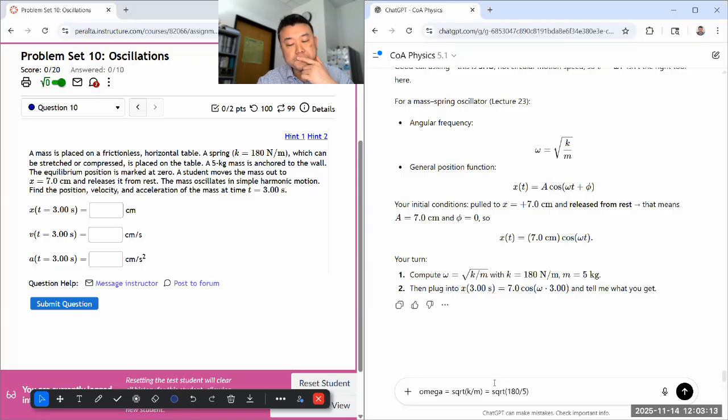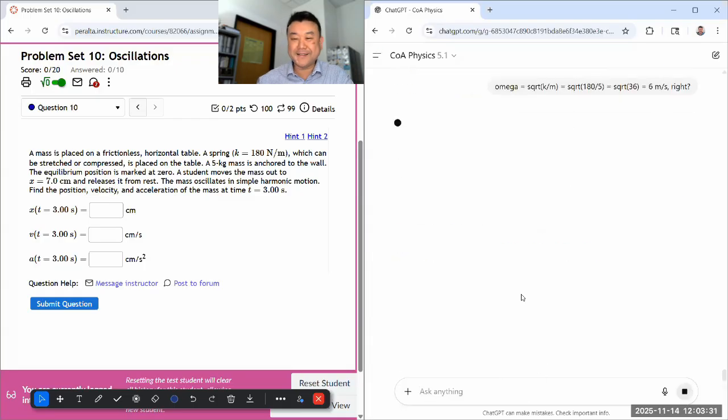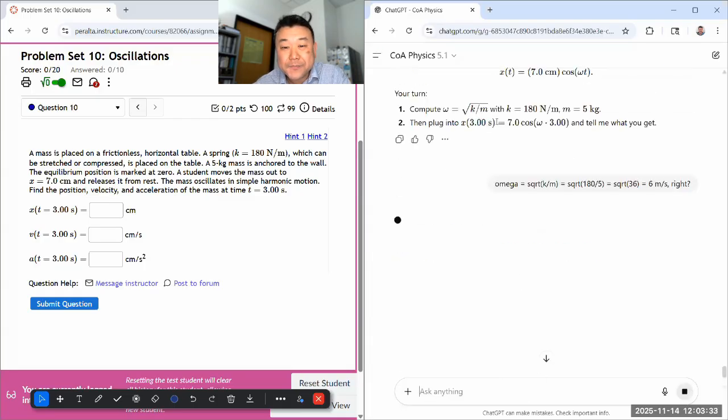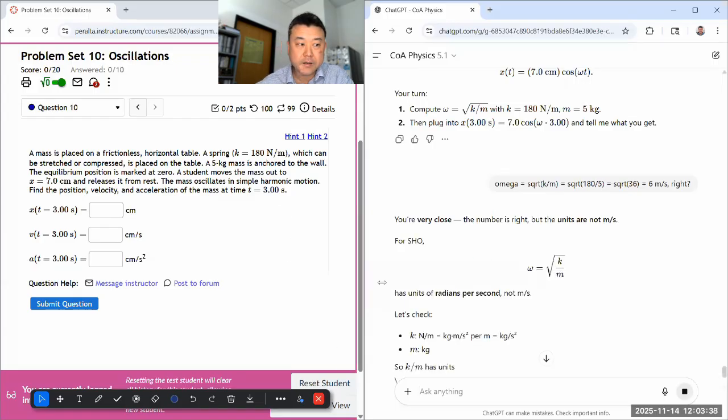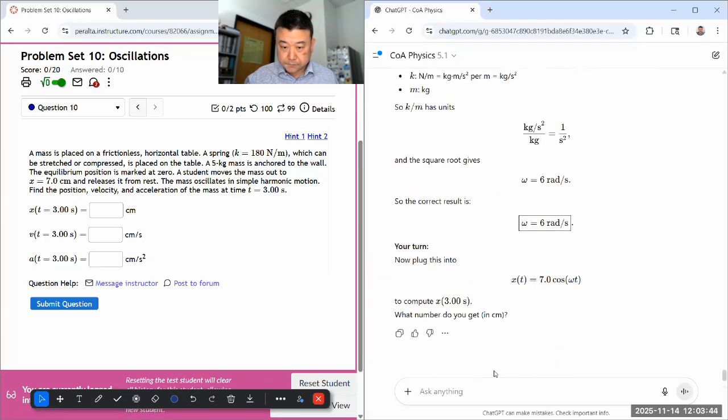So that's 36. Oh, so that's the square root of 36, or 6 meter per second, right? And hopefully it'll correct me, saying it's not meter per second, but radians per second. Plug it into here, and yeah, units are not meter per second. And the number plugging in, I can do that later.